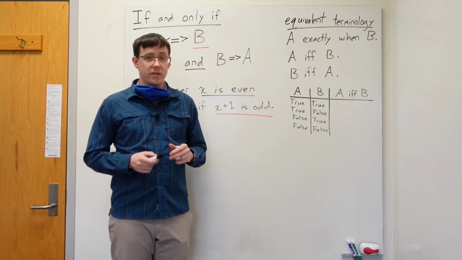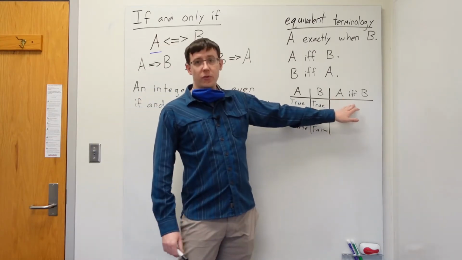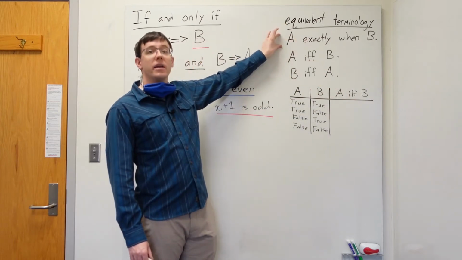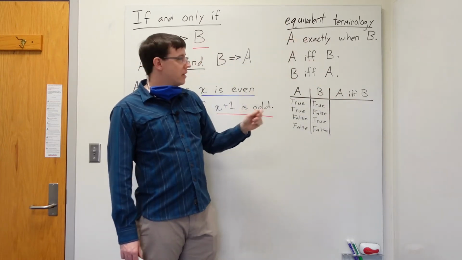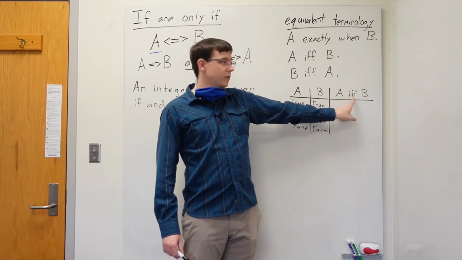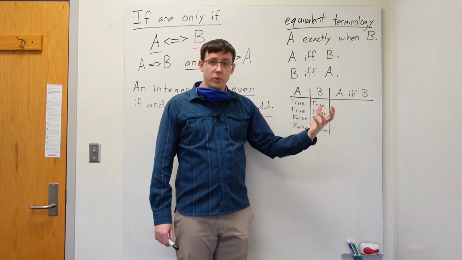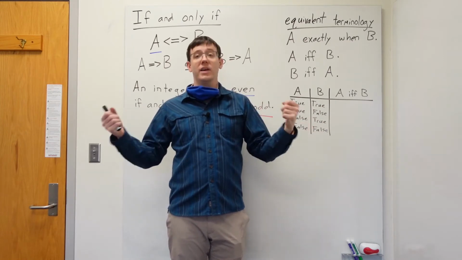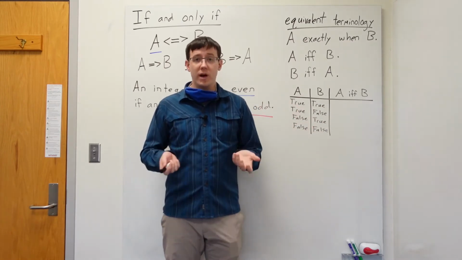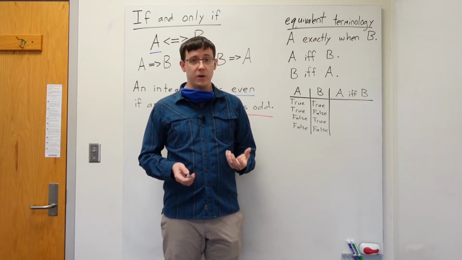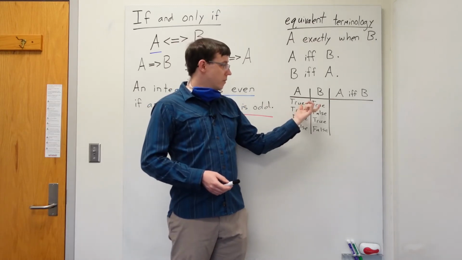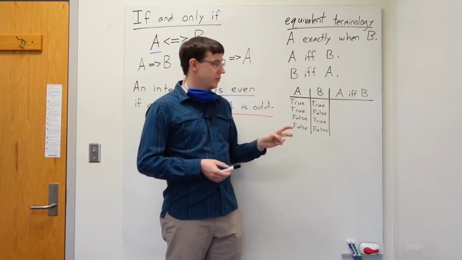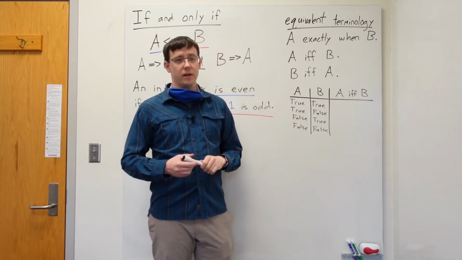One handy way to think about this table for if and only if is in terms of the exactly when phrasing, that the statement A if and only if B is true when A and B are true at exactly the same times. So that would mean that the if and only if statement is true if A and B have the same truth value, but it's false if they have different truth values.